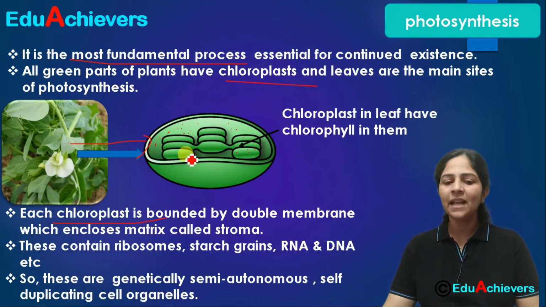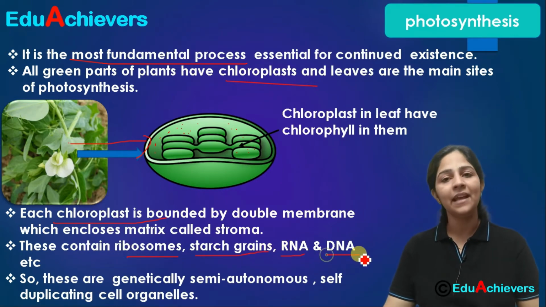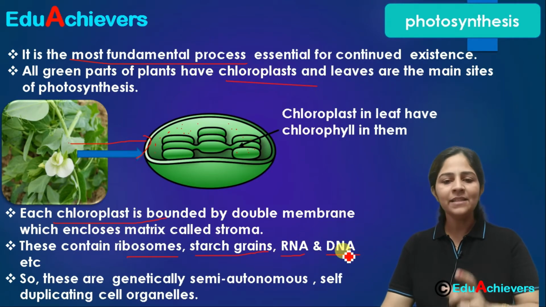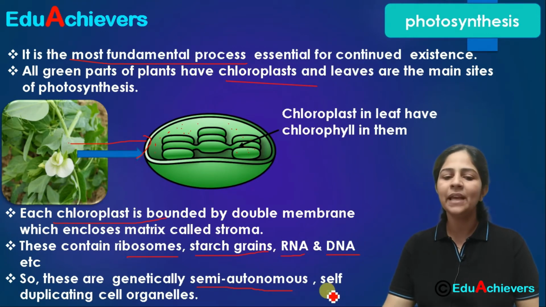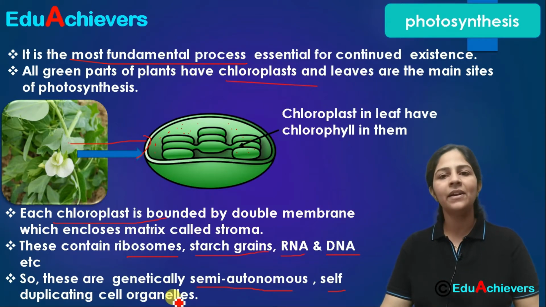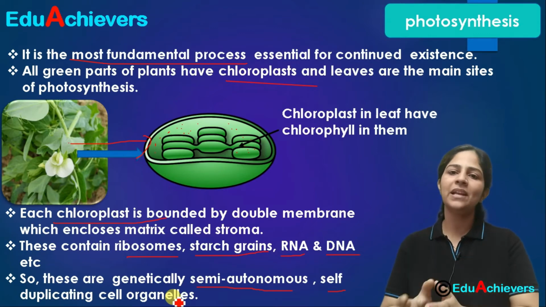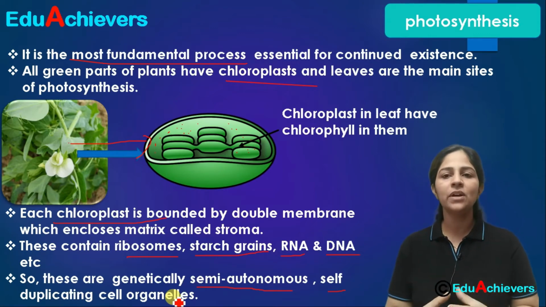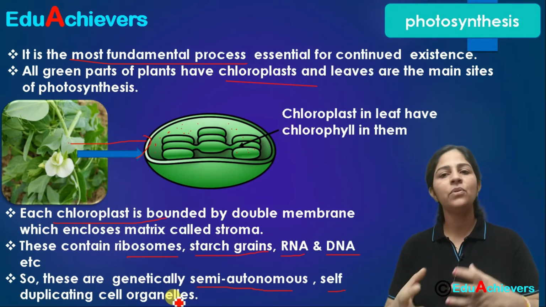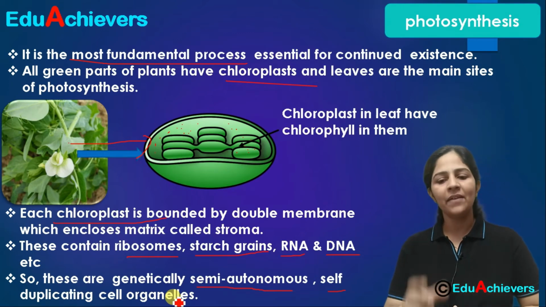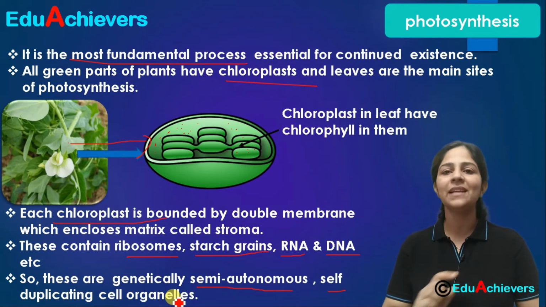And what does this stroma contain? It contains ribosomes. It contains starch inside it. It contains RNA and DNA. And that's why we are aware that this is one of the organelles in plants that we call semi-autonomous or self-duplicating cell organelles. We call it self-duplicating because it has its own DNA and RNA, so it contains its own genetic material. That means the information to synthesize or to control different processes going on is in the DNA which is present in it only.